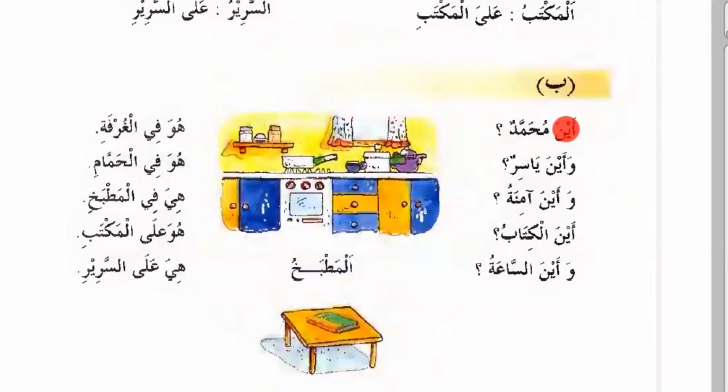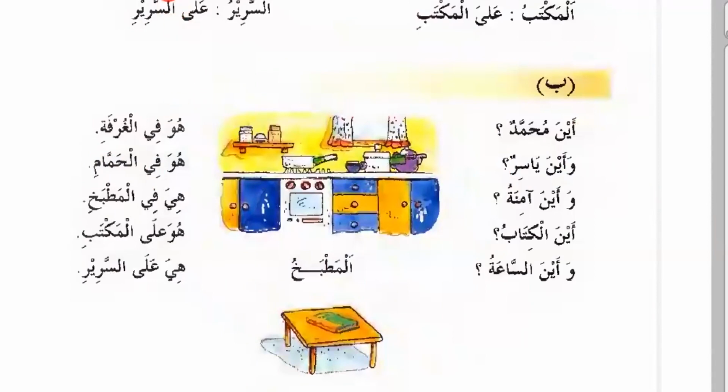Okay. So Aina Muhammad. Where is Muhammad? So someone is asking, where is Muhammad? And then there is someone here who is answering. Huwa fil ghurfati. He is in the room. So you can see the harf al-jar. Fi means in, and it has changed the noun to have kesra. We said put it at your fingertip. Harf al-jar will always make a noun coming after it have kesra. So wa aina yasirun. And where is Yasir? Another question mark. So question. Huwa fil hammam. You see the hammam I showed you.